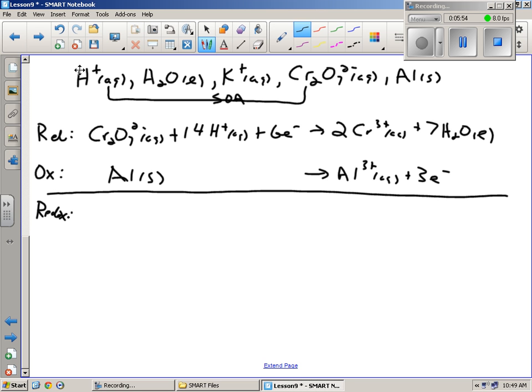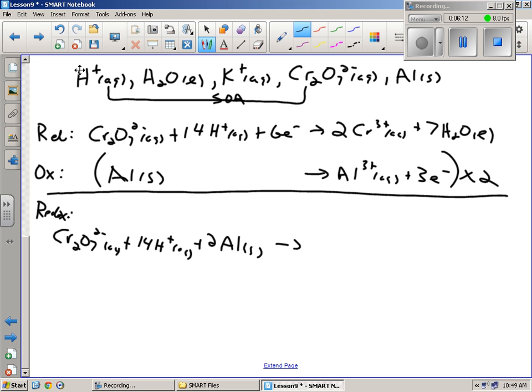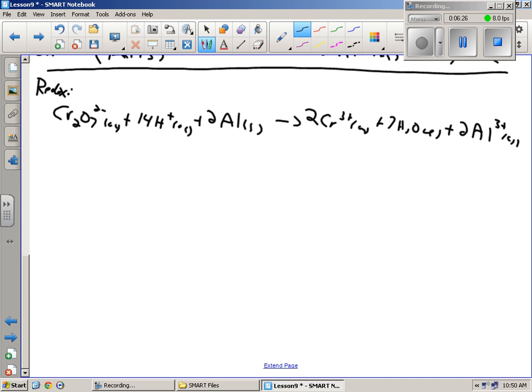Okay. Don't forget to add them up. We're going to have to take this one here and times it by 2 to balance out the electrons. Yes? So here we go. Cr2O7 2 minus and 14 H pluses and 2 aluminum solids gives me 2 chromium 3 pluses, 7 waters, and 2 aluminum 3 plus aqueous. Okay? So there's my final redox reaction.